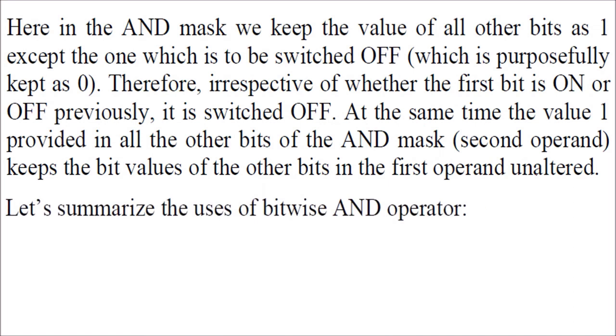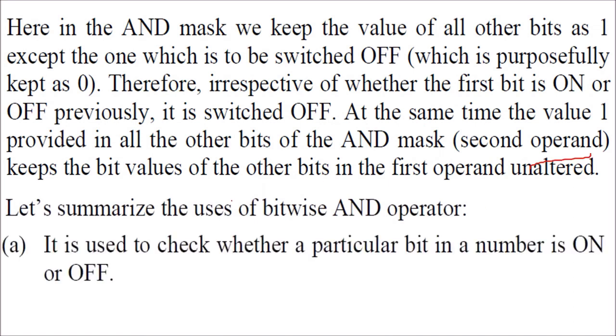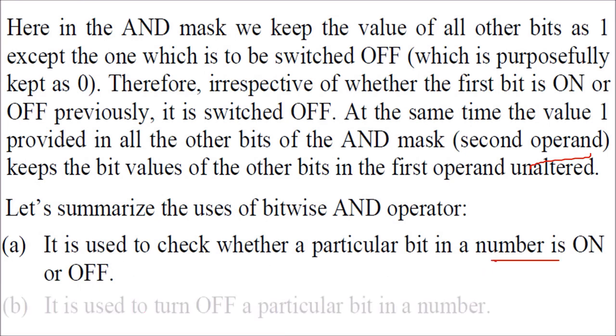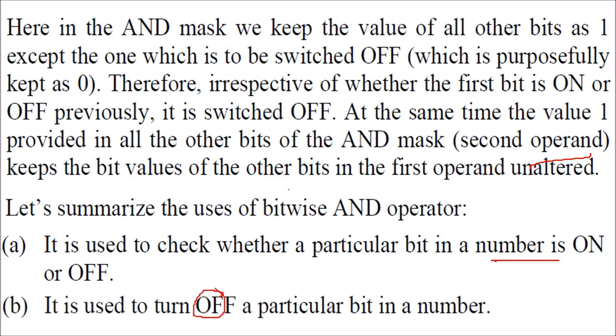So let us summarize what this AND operator has done for us. First of all, we can use it to check whether a particular bit in a number is on or off, and it is used to turn off a particular bit in a number.